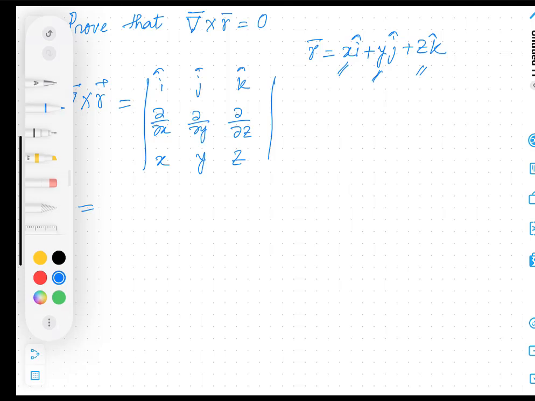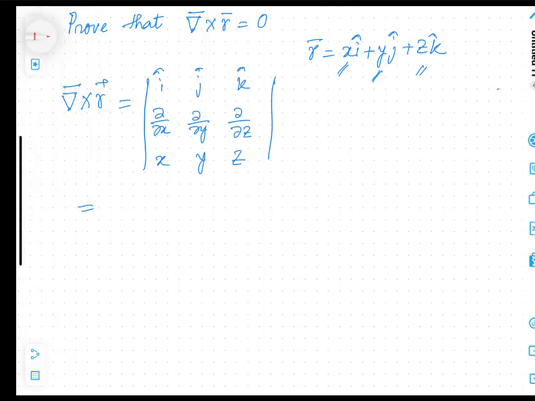Now I start computing the value of this. You know how to calculate this determinant. To calculate the i term, the first row and the first column will be switched off. So I have i, bracket open, del y of z minus del z of y.